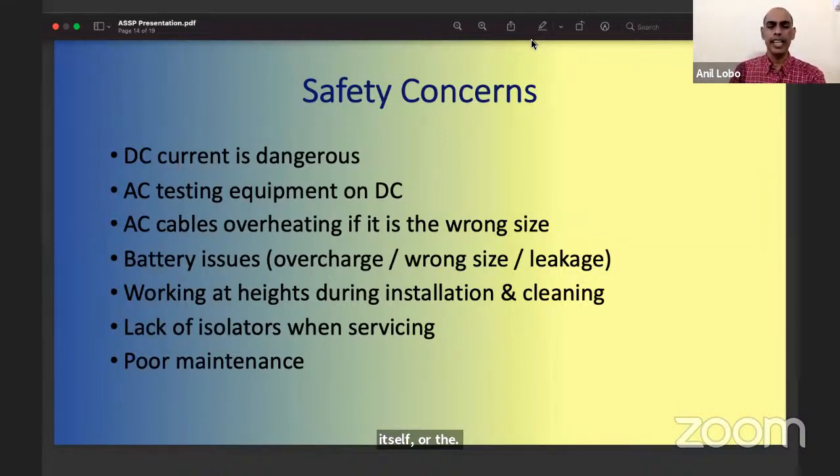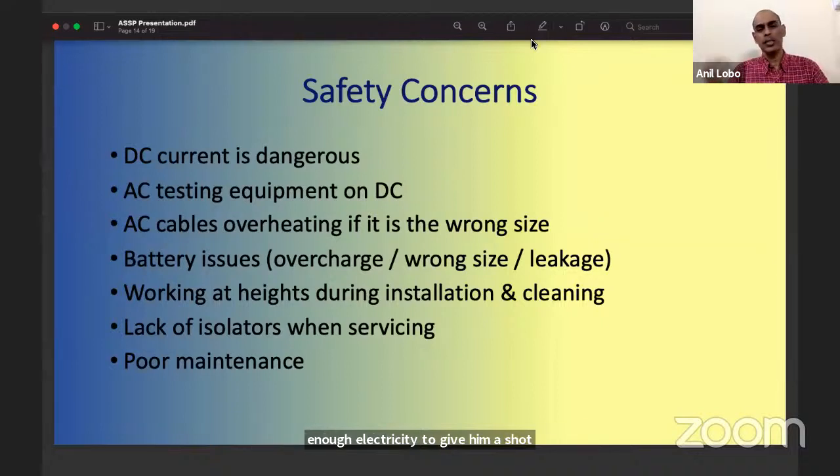If you do not have isolators, this becomes a challenge, especially when you're servicing the equipment. Now, why is this a challenge when you're servicing the equipment? A normal technician will think that there is no sunlight, and he will start working on the DC part of the cable. And the little moonlight that is out there is generating enough electricity to give him a shock.